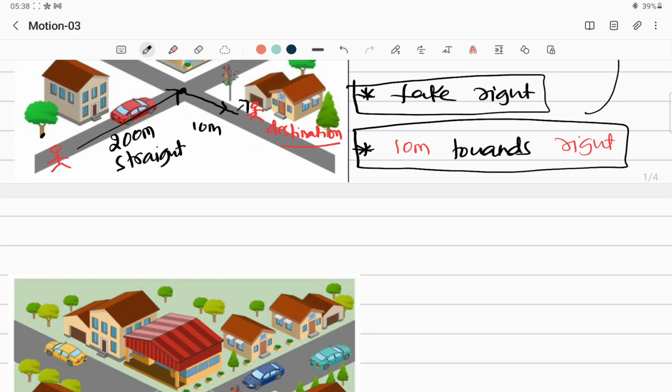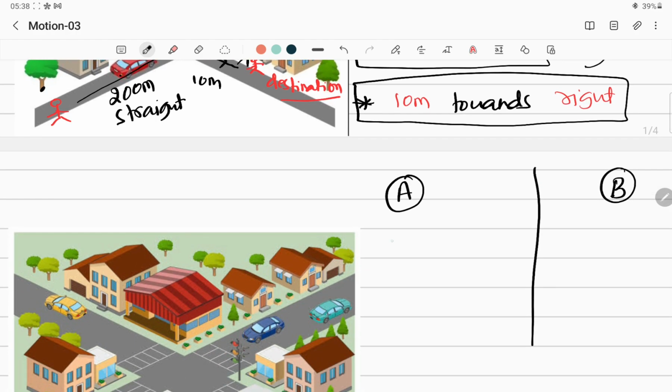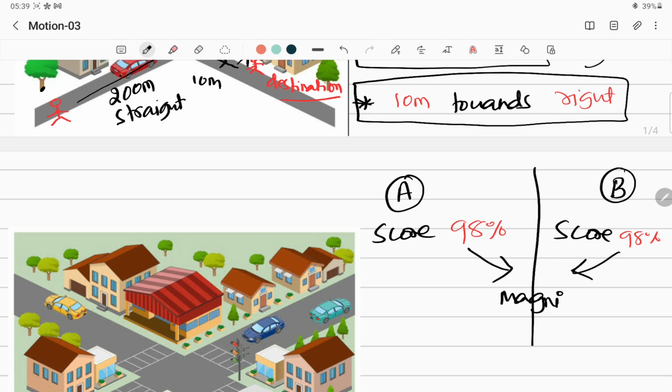Now let me give you one simple example. For example, there is a person A and there is a person B. This person wants to score 98 percentage in the exam, and even person B wants to score 98 percentage in the exam, correct? So this 98 percentage, in both the cases, is known as what? This is known as magnitude. All right, 98 percentage is magnitude.